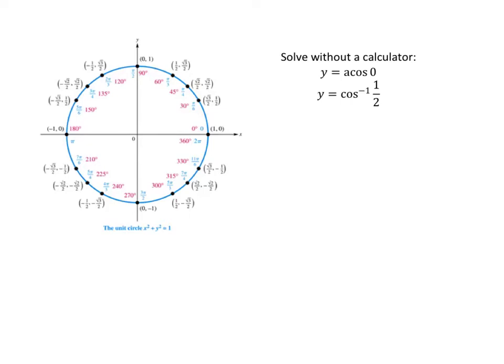Taking a look at the next one, the arc cosine of 0. Remember that cosine is the x-coordinate. So the cosine of what will equal 0? And again, remember that cosine is going to be the top half of the unit circle. So I start looking for where my x value is 0, and I find that it occurs here at pi over 2.